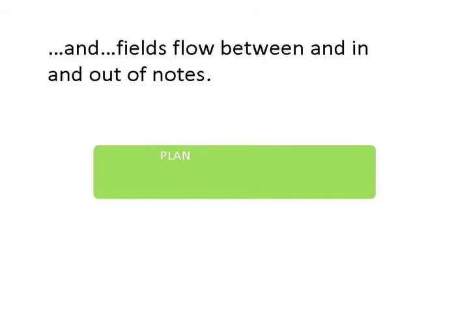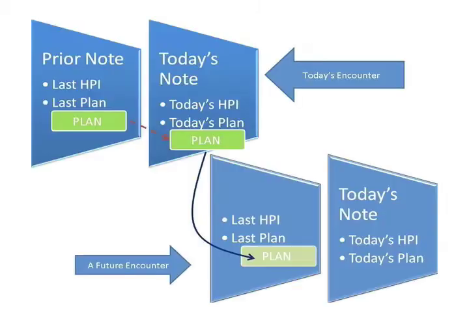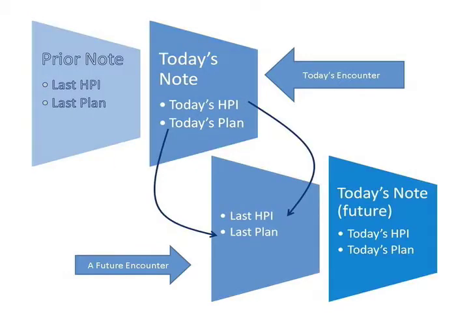Let's look at the plan, and we'll focus a little more on how it flows in and out of the context of a note. The plan from last week flows forward to the plan from this week, and then of course it flows on into the future. The way we currently have our system set up is that all plans exist within the context of today's encounter or prior encounters and flow forward.